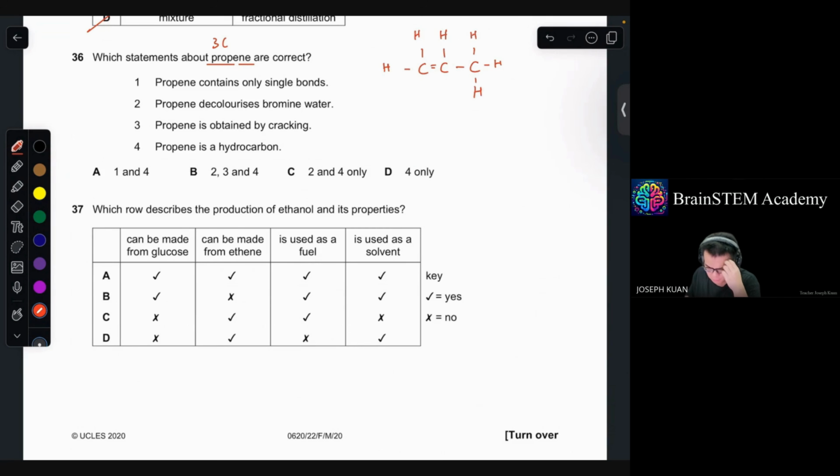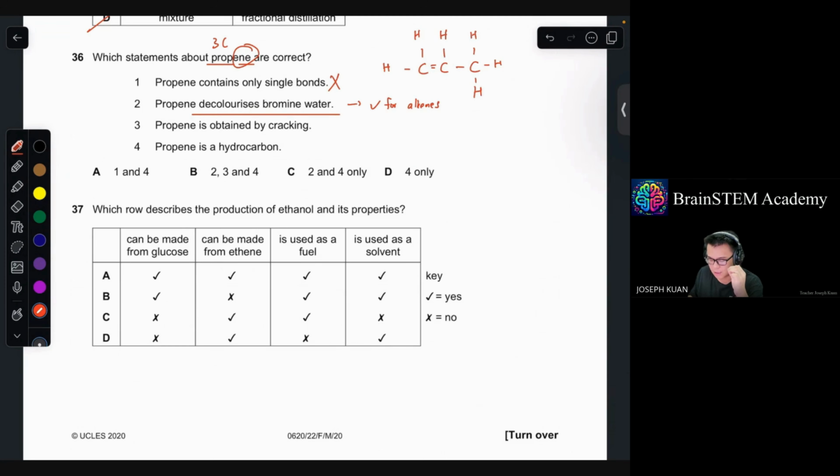All right, 1. Propene contains only single bonds. That's wrong. The word "ene" tells you that it has a double bond. 2. Propene decolorizes bromine water. All right, this is the bromine test. Bromine test is positive for alkenes. So the answer for 2 is correct.